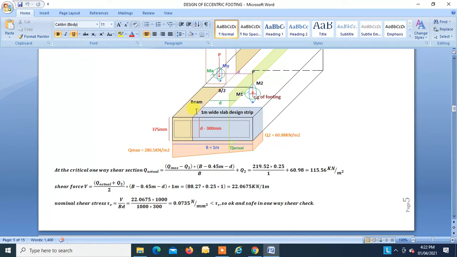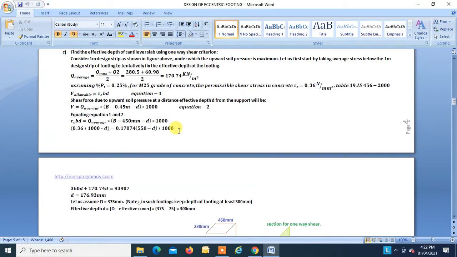So the length is equal to B minus 450 mm minus d. We don't know d, we want to assume it. So our second equation is V equal to q average into (B minus 0.45 meters minus d) into 1 meter. This is our equation 2.